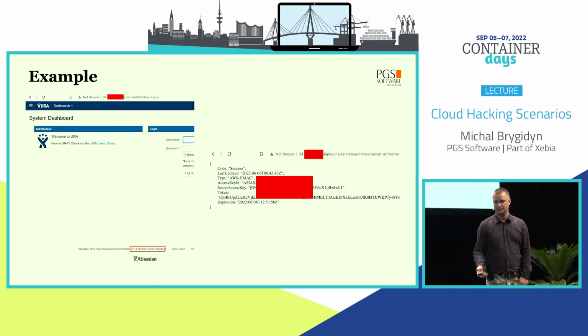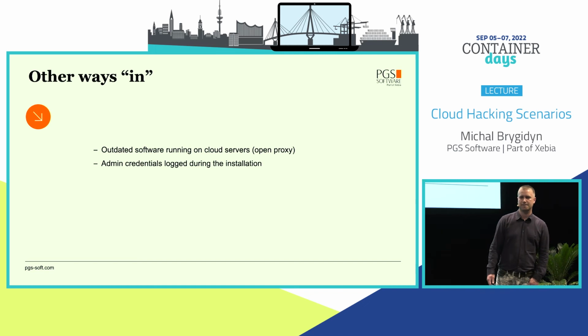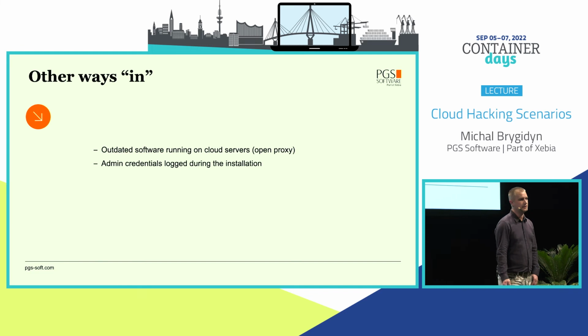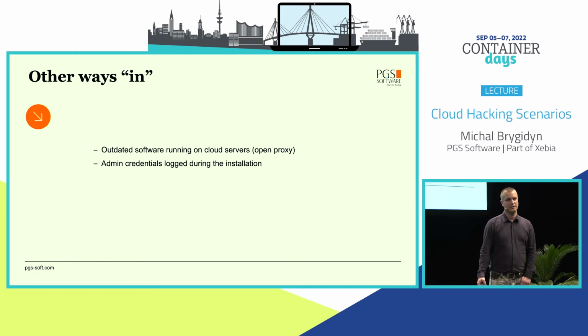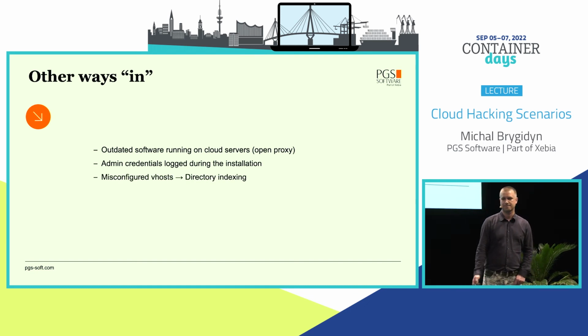This is version 7.3.3, so pretty old, but there are still many, many old versions around. And admin credentials logged during the installation. For one of the customers, I checked his AWS accounts, and I found logs in CloudWatch from the installation of Jenkins. And at the end of this log, it was the login and password to the super admin user on Jenkins, and Jenkins was admin for his account.